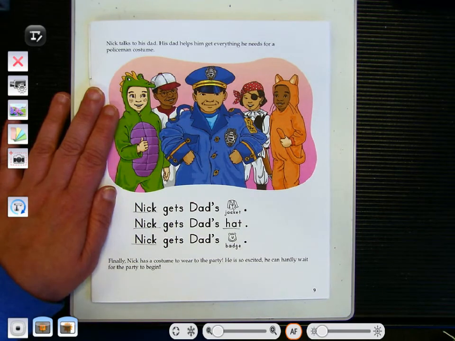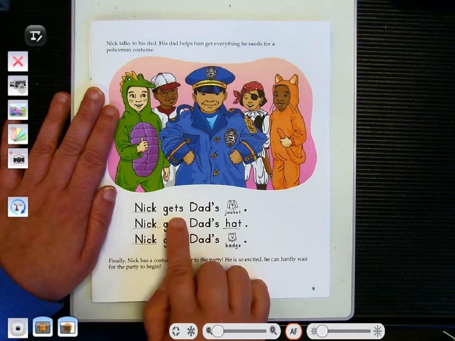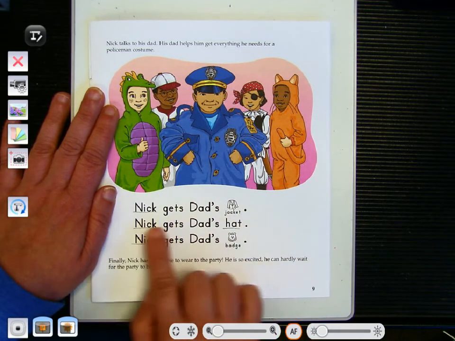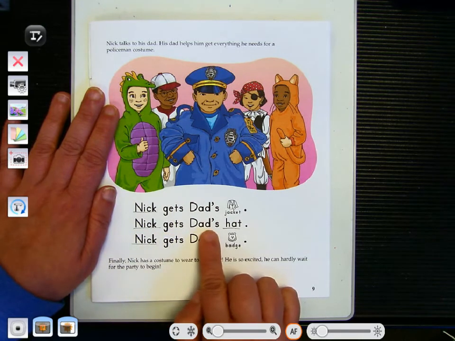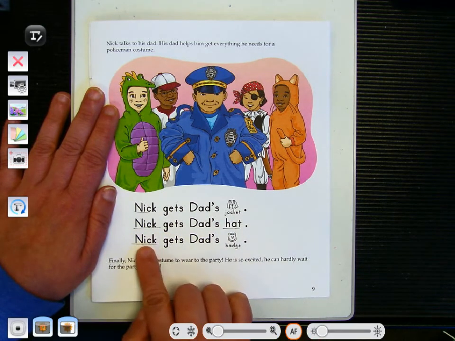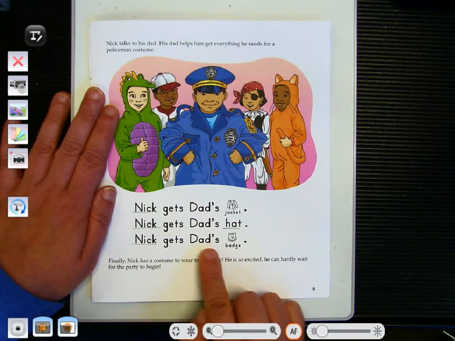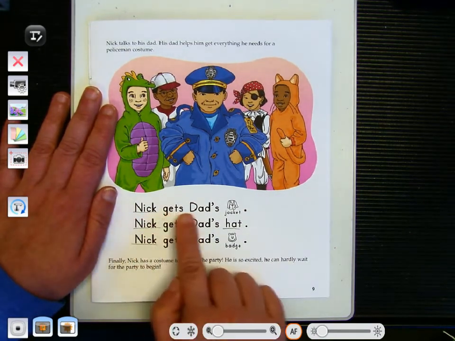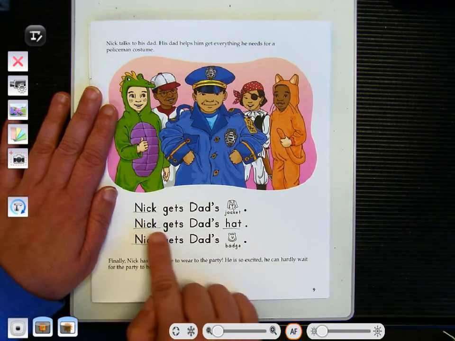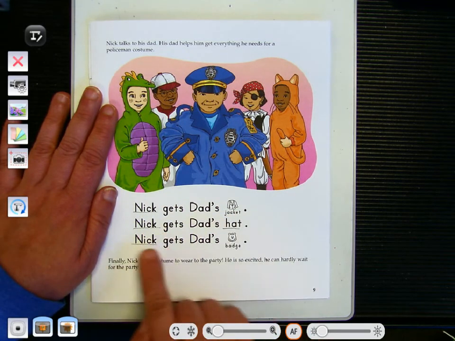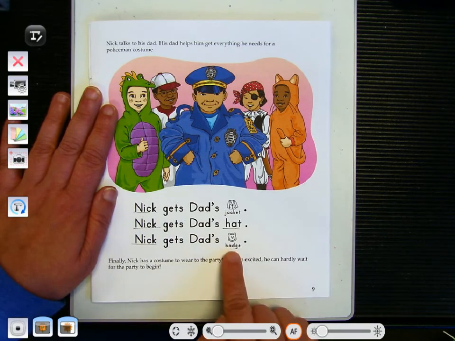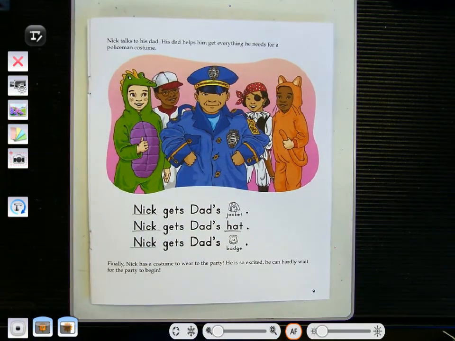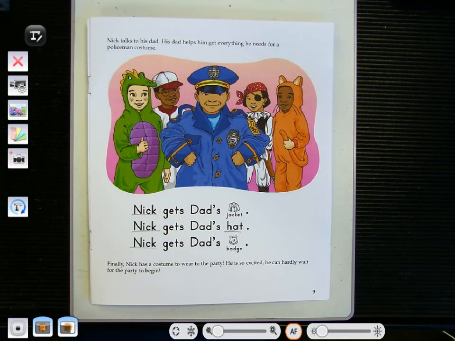Let's read that page fluently. Nick gets Dad's jacket. Nick gets Dad's hat. Nick gets Dad's badge. Your turn. Finally, Nick has a costume to wear to the party. He is so excited. He can hardly wait for the party to begin.